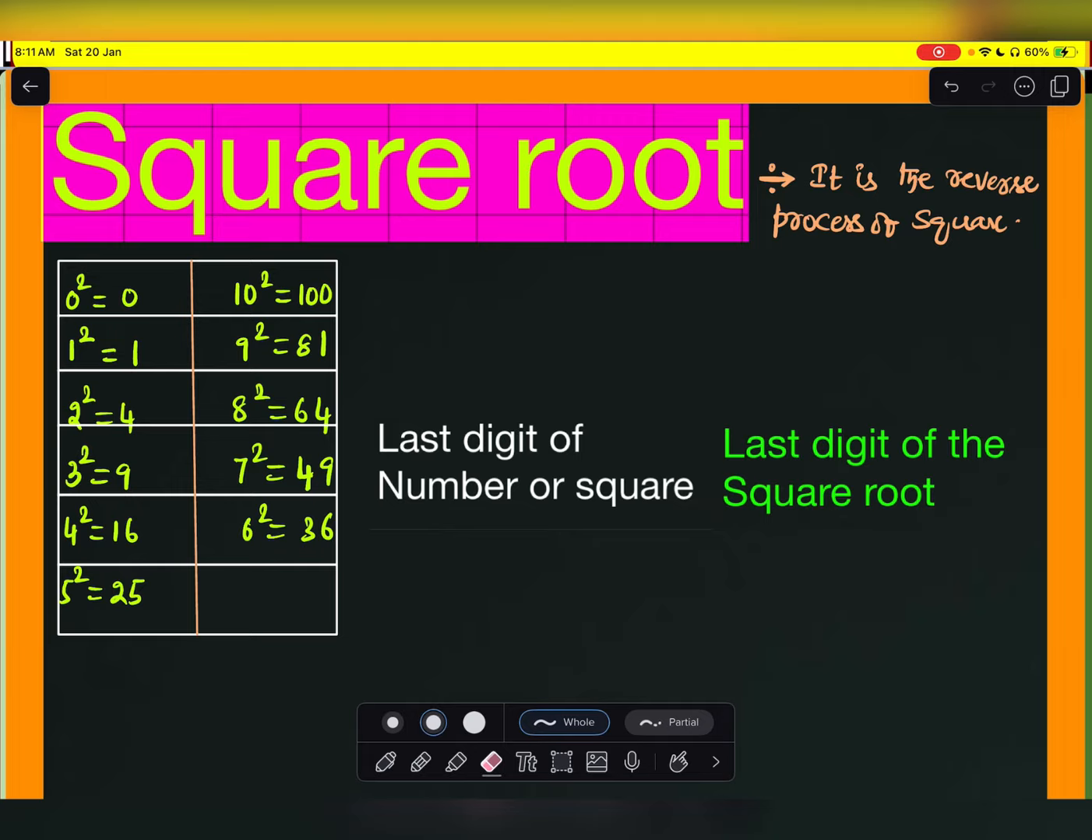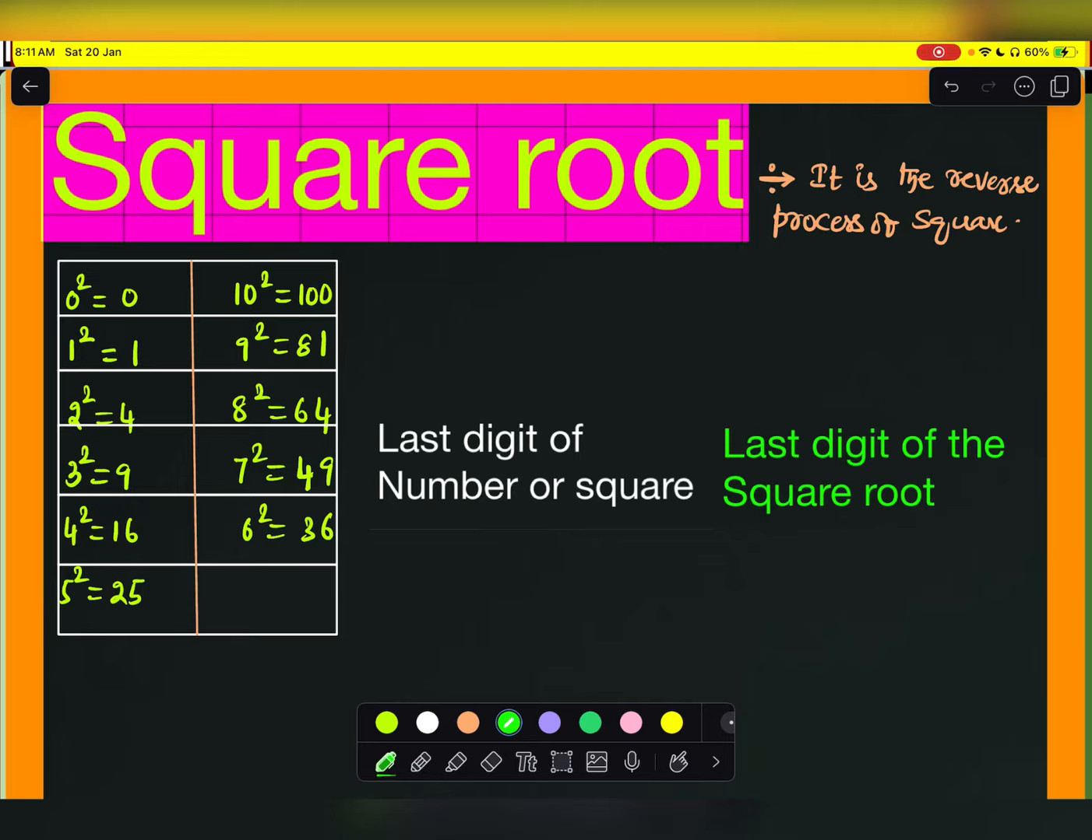In this lecture, I'm going to teach how to find the square root of a perfect square. Generally, what does square root mean? It is simply the reverse process of squaring. So, to find the square root of a number, it is important to also understand the meaning of the square of a number.